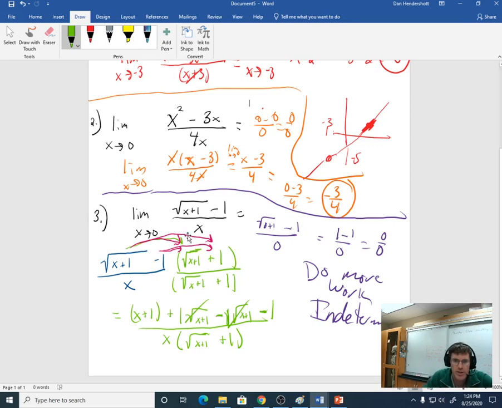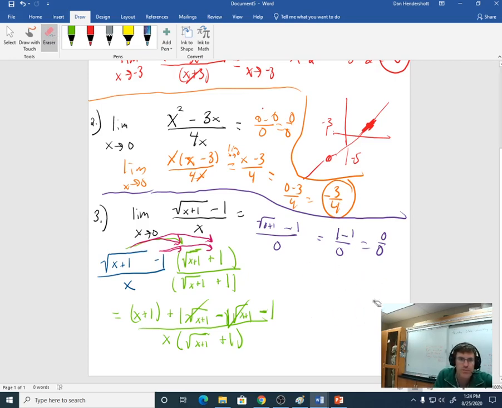So there we go. Ooh, we're running out of room. Maybe we should erase this here to give us more room. Okay, so now we have 1 plus x minus 1, all over x times parentheses radical 1 plus x plus 1. A lot of plus 1s in there. Well, those cancel, so it's simply x over x times radical 1 plus x plus 1.